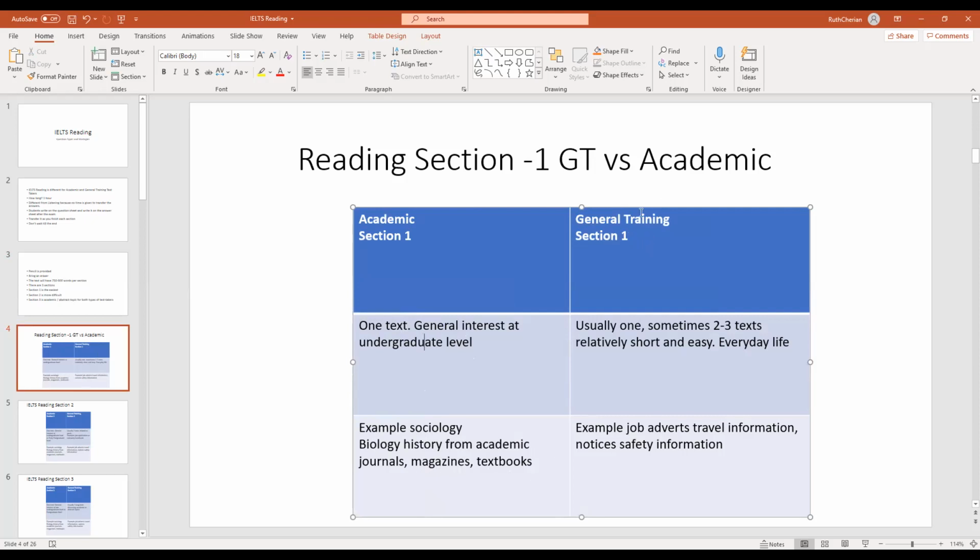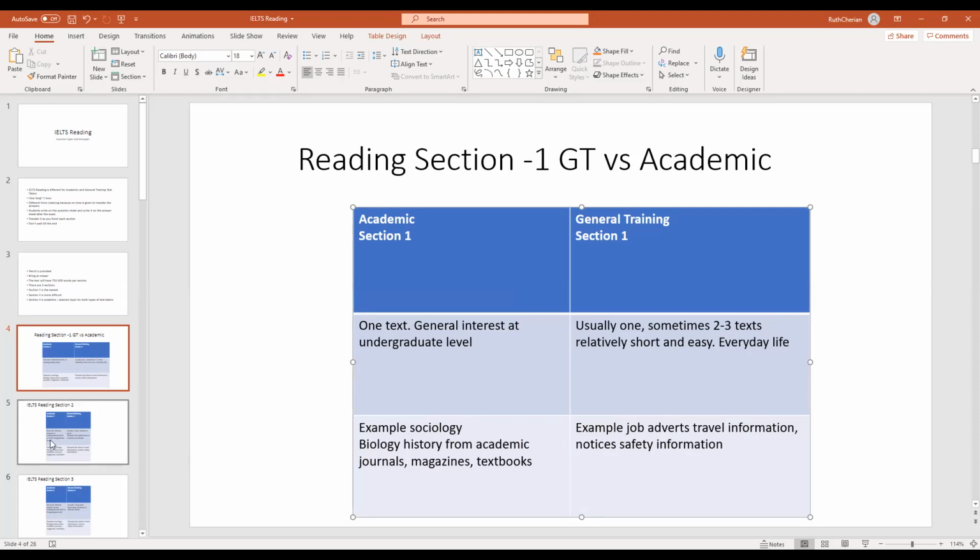In general training section 1, usually you'll have one text, but sometimes you'll have 2 or 3 texts. They are relatively short and easier when compared to this, and it's relatable to your everyday life. So those are excerpts from your job adverts, travel information, travelogues, notices or safety information. Am I clear so far? Is there anything you don't understand?